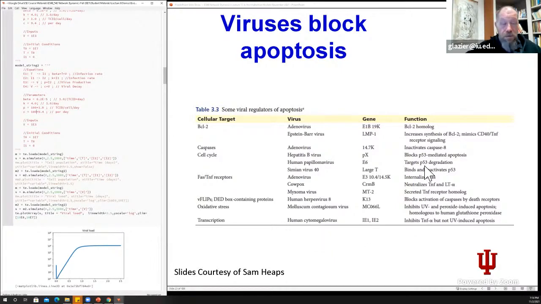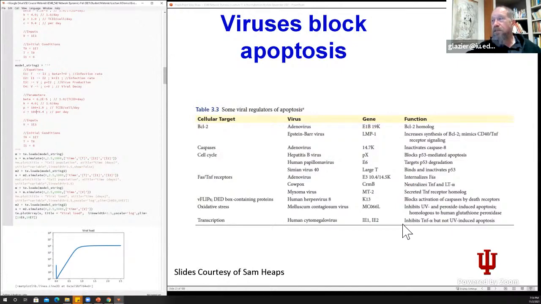P53 is one of the master regulators of apoptosis. And so if a virus can turn off apoptosis by blocking P53, it's going to be very effective at hiding in cells. Dysregulation of P53 is associated with and is critical in most solid tumors. And so in most cancer cells, P53 is dysregulated.